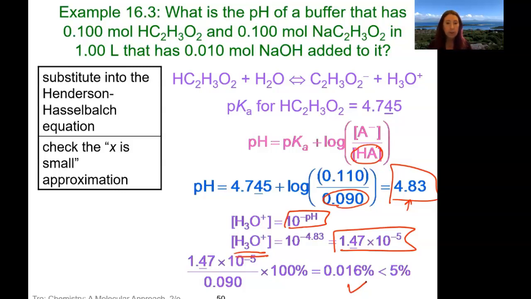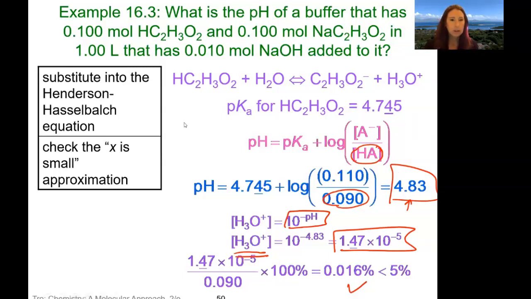So with your Henderson-Hasselbalch, as long as you know that your X is small works, you can do it. It works with a buffer. And the buffer, again, is an acid with its conjugate base. So if you have an acid and the conjugate base, you can do Henderson-Hasselbalch. But you still have to do a mole table, again, if you add any acid or a base.